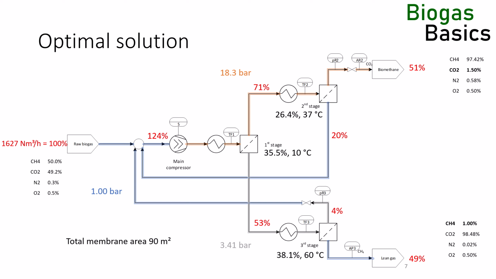The permeate of the first stage is around 53% of the biogas stream. It is heated to 60 degrees Celsius before entering the third stage. 38.1% of the total membrane area is allocated to the third stage. The pressure from the first stage permeate outlet through the third stage to the pressure control valve is 3.41 bar. The third stage permeate is 49% of the incoming biogas stream and contains 1% methane, as required by the constraint. In this example, the volume flow is quite high compared to the available membrane area.